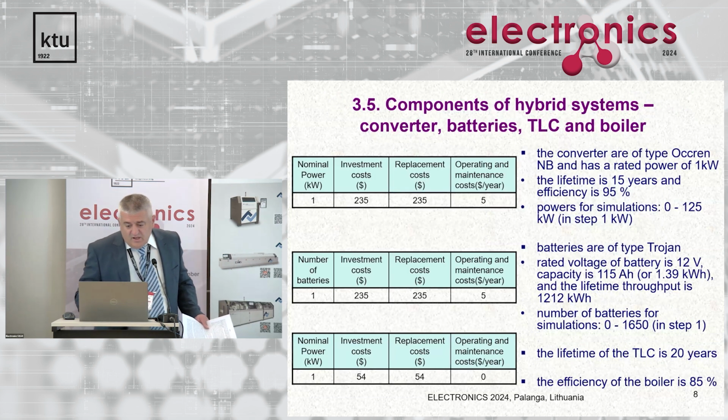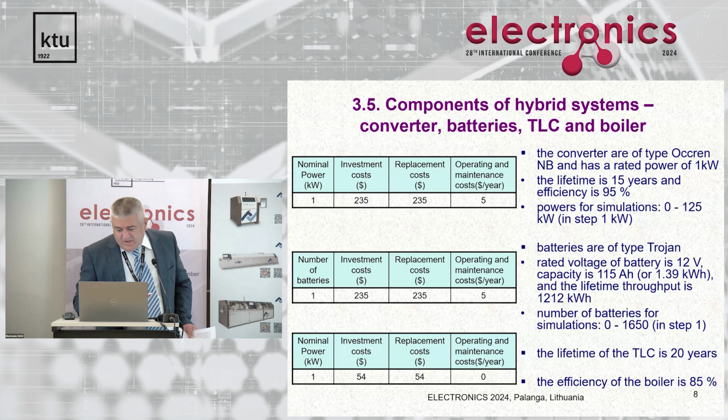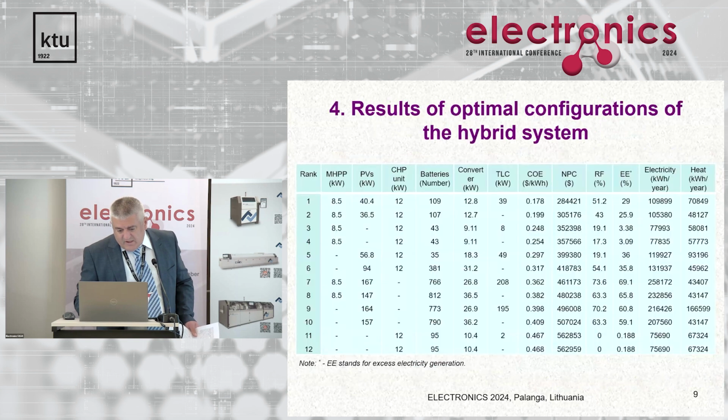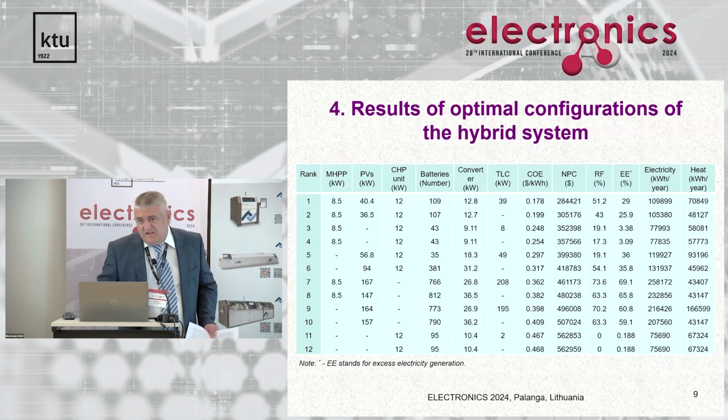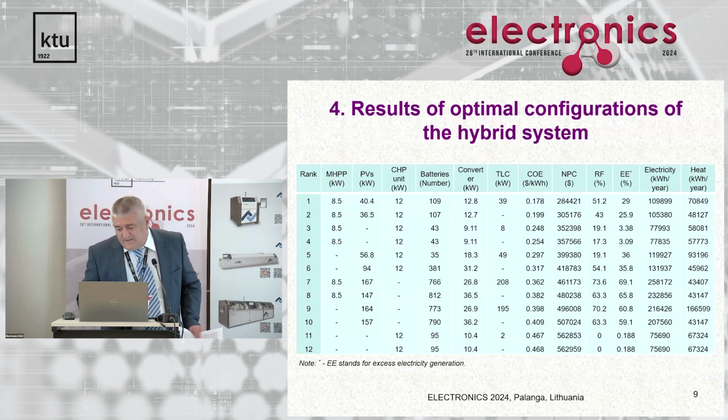Components, converter, batteries, thermal load controller, and boiler are presented in the table shown on this slide, and some details about them are given on the right side of the table. And you can see the efficiency and lifetime of each component, and some technical details related to electrical parameters and so on. Also, this optimization study cannot pass without tabulated details.